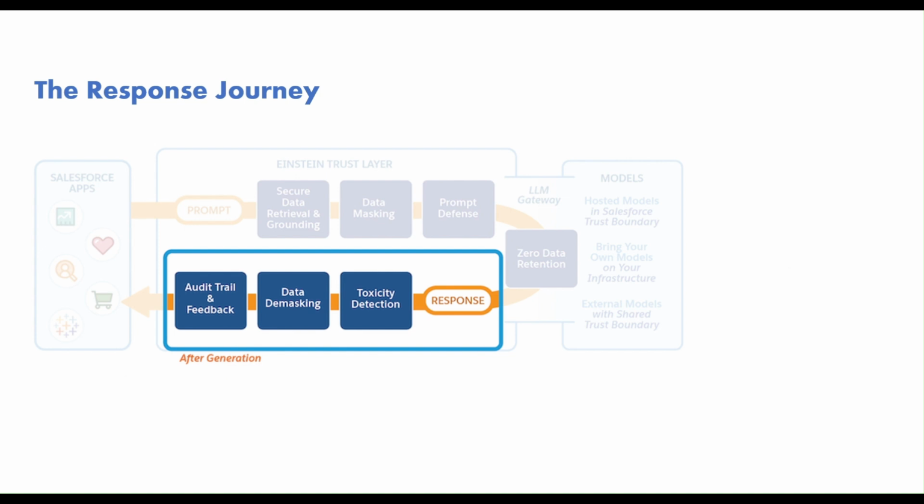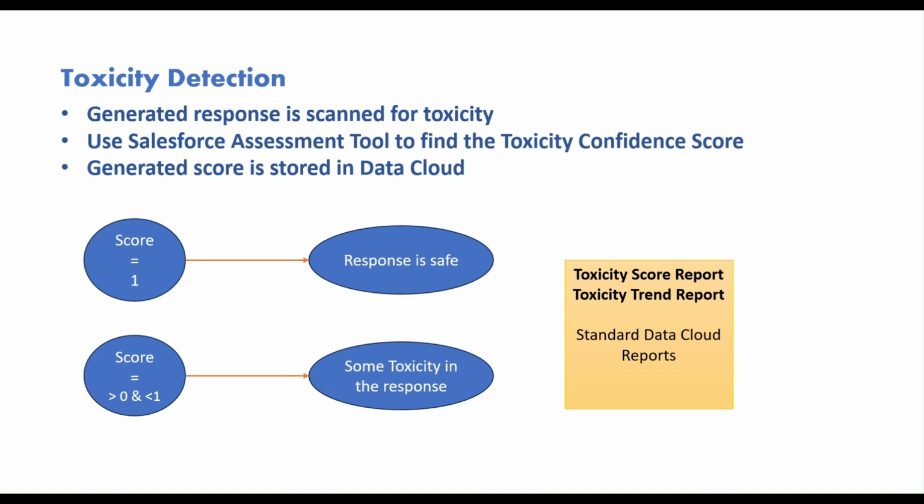When the generated response is returned from the large language model, the Einstein Trust Layer applies certain policies and processes to make sure the response is safe and useful. Toxicity detection, data demasking, and feedback and audit trail are the main components in the response journey. In toxicity detection, the trust layer scans the generated responses for toxicity. The detection process includes finding a toxicity confidence score, which reflects the probability of the response including harmful or inappropriate content. The trust layer uses Salesforce Assessment Tool, a deep learning framework, to come up with a toxicity confidence score.